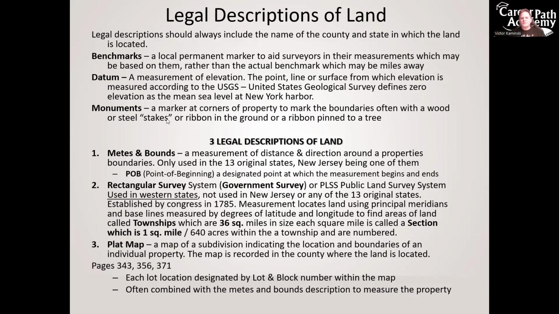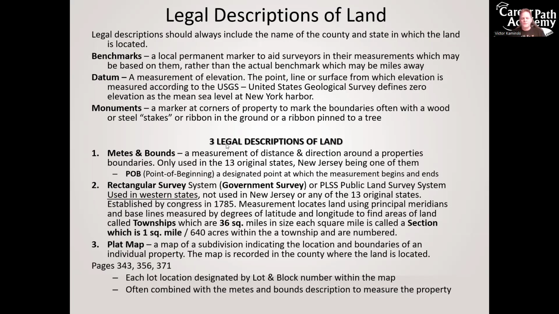The monuments are markers that are placed at the corners of a property that mark its boundaries. They're often made of wood, metal. They could be steel stakes, a ribbon in the ground, or pinned to a tree. You could have a tree at the corner of a property. They're not going to tear down the tree just to put a marker. They'll pin a ribbon to it.